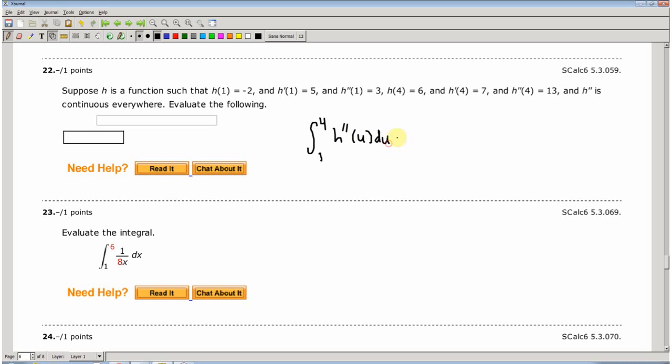Okay, so we just use the fundamental theorem, right? The fundamental theorem says that we just take the antiderivative of this. The antiderivative of h double prime is h single prime. So there's just going to be h single prime of 4 minus h single prime of 1 by the fundamental theorem. And that's it. So just look up what those numbers are up there. And so that should be good, right? So I hope that helps.